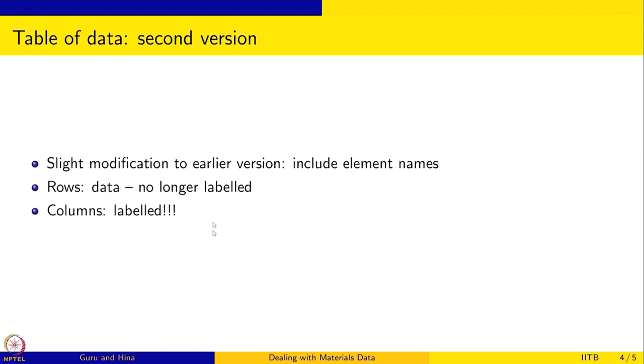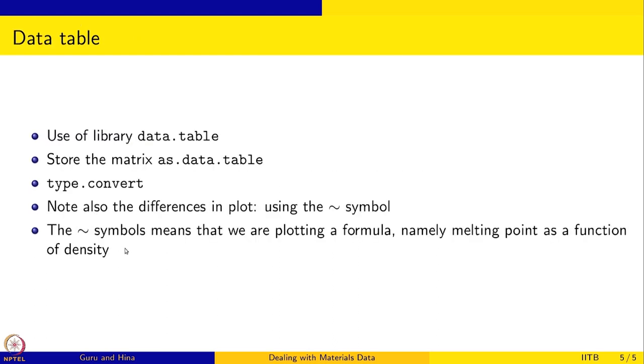So, this is a slight modification to the earlier version. In the earlier version, the data of the melting points and densities along with the crystal structure was given, and the rows were labeled according to the element, and the columns were named as to whether it is the melting point or density or crystal structure, etc. But what we want to do in this case is to remove the labeling of the rows, and instead make the name of the element part of the data. So, we will now have only columns to be labeled, and the columns will be elements, crystal structure, density and melting point, and the rest of it would be data.